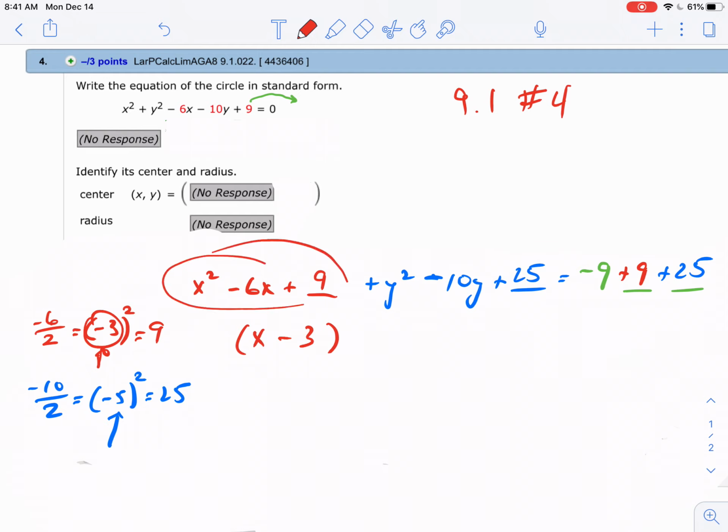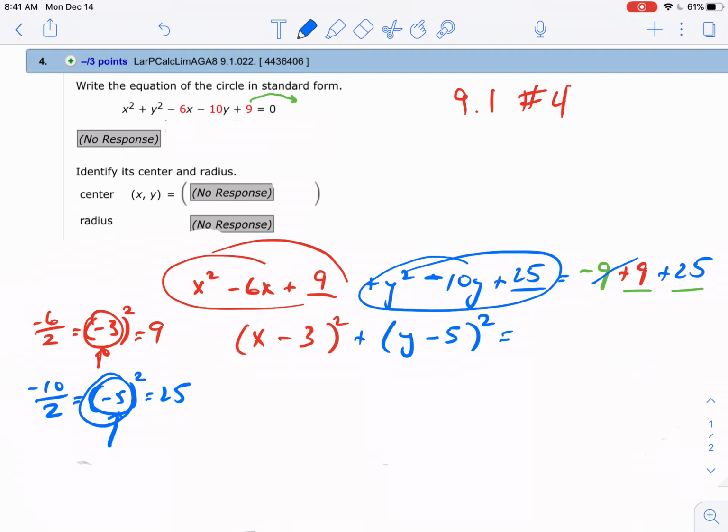And then over here, y is the variable, and again I had negative 5 in parentheses, so I'm just going to put that in there. y minus 5 times another y minus 5 gives me that, so I'm going to square that. And then over here, these two things would go away and I'm left with 25. So there's my standard form.